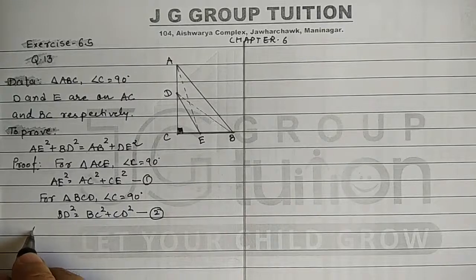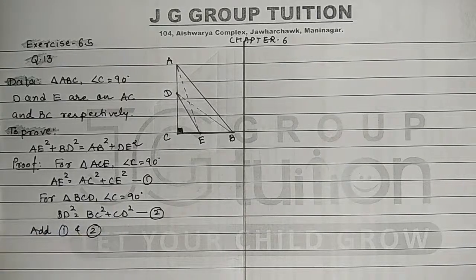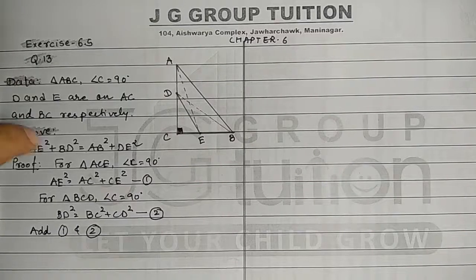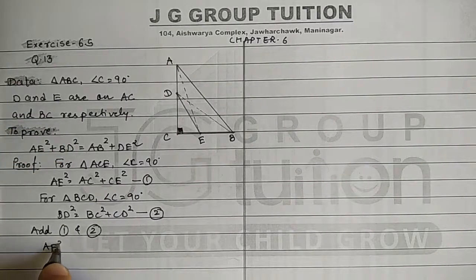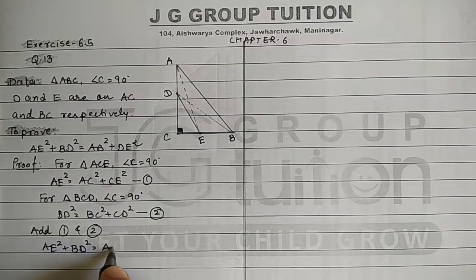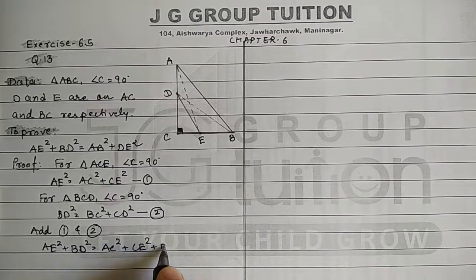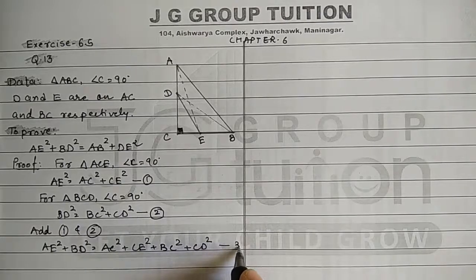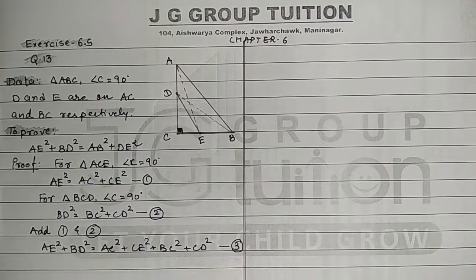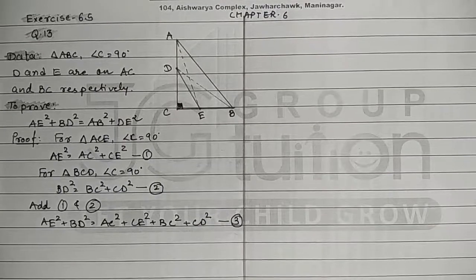Let us do the sum of equations 1 and 2. Add 1 and 2. Why am I doing this? I require the same on the left hand side, AE square plus BD square. So AE square plus BD square. I'll do the sum of the right hand side, AC square plus CE square plus BC square plus CD square. I'll give this as equation number 3. Let us continue the question further.